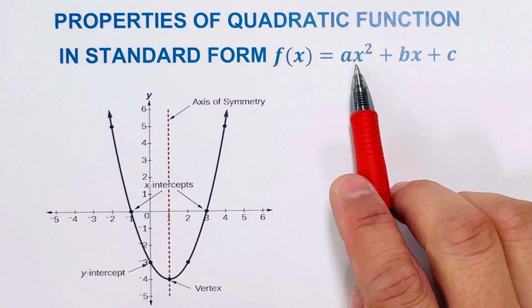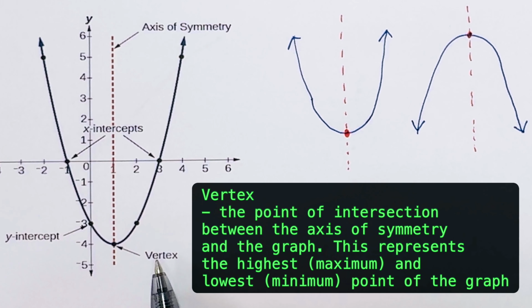We also have another part here that we call the y-intercept. The y-intercept is where the graph touches the y-axis. And this lowest portion of the graph, or the highest portion of the graph, is called the vertex. So these are the parts of the quadratic function. We're gonna go over the properties of quadratic function. We start with property number 1.